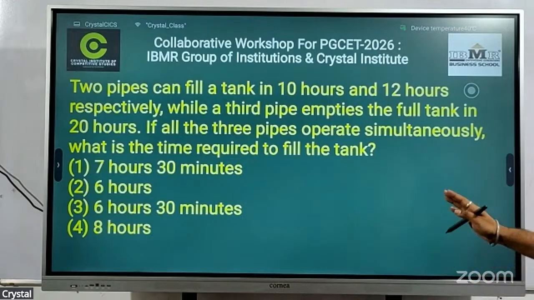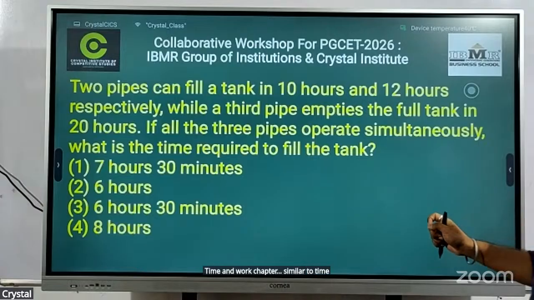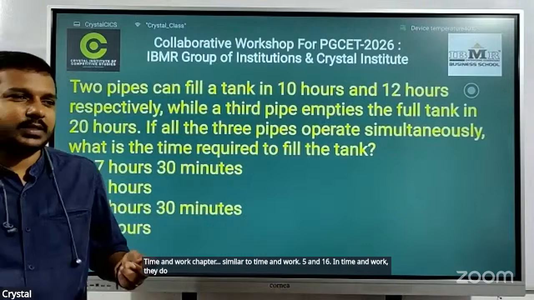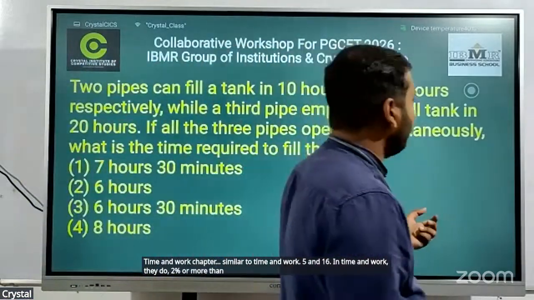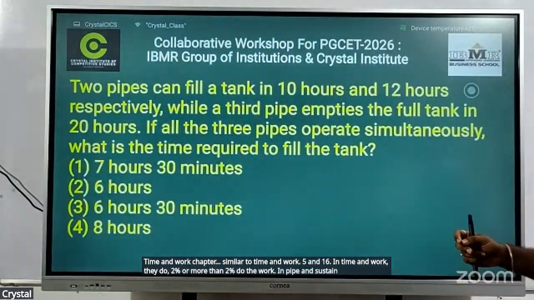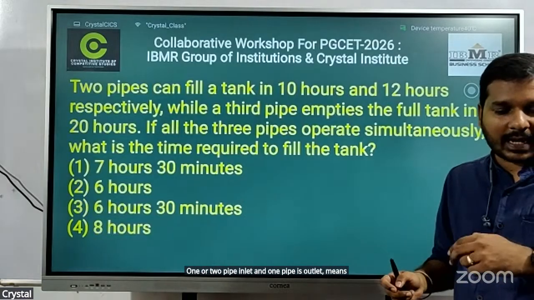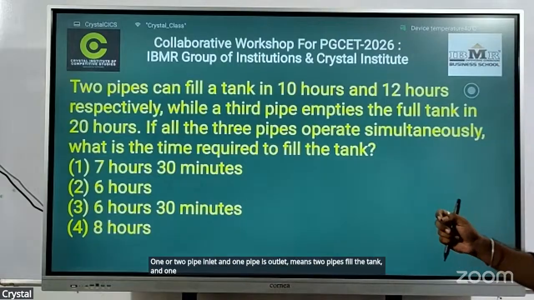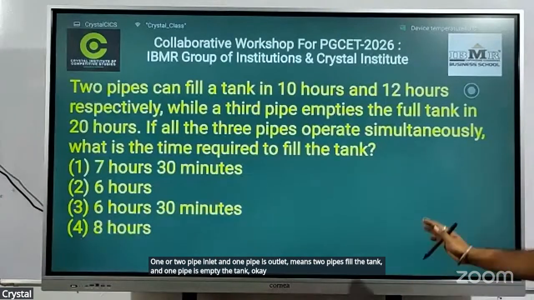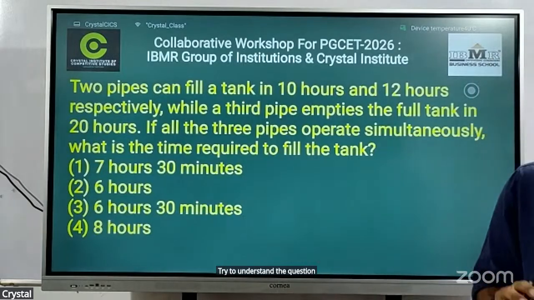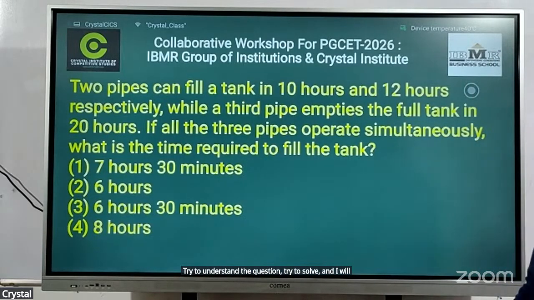Time and work chapter, similar to time and work, is pipes and cisterns. In time and work, two or more people do the work. In pipes and cisterns, one or two pipes are inlets and one pipe is an outlet, meaning two pipes fill the tank and one pipe empties the tank. Try to understand the question and try to solve it, and I will teach you how to solve this.